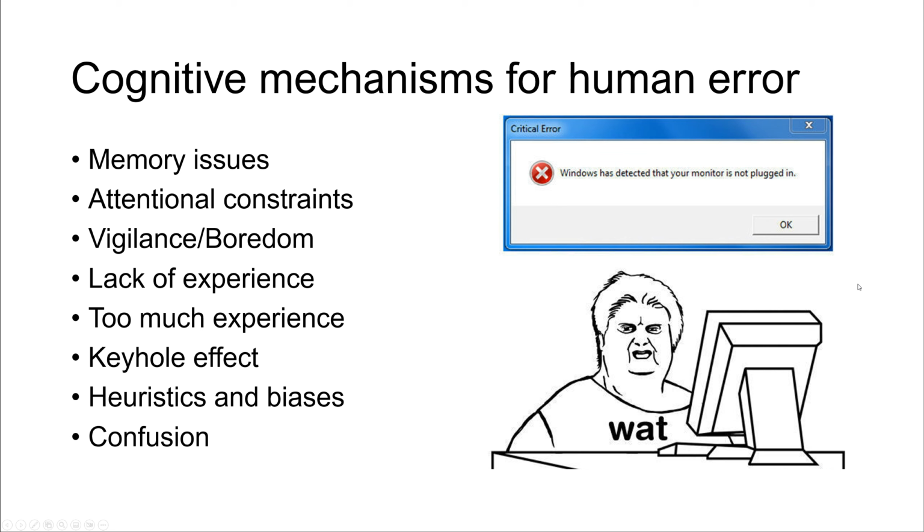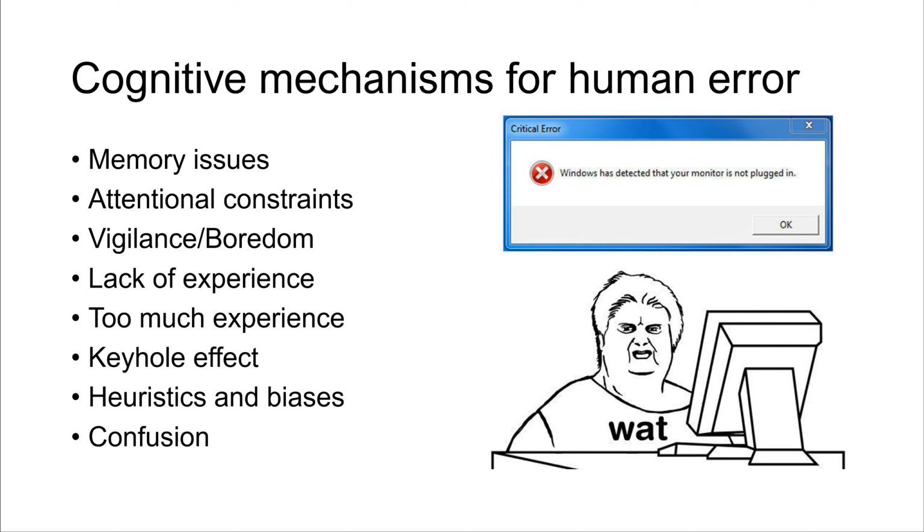Now, as we look at cognitive mechanisms for human error, we have memory issues, attentional constraints. People forget attention is your cognitive fuel. Let's say it's the resource you have. So as your attention shifts and you have constraints on it, you may get errors because you simply can't assign resources to that task.